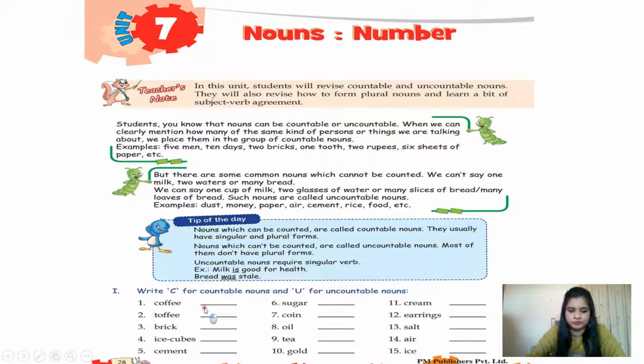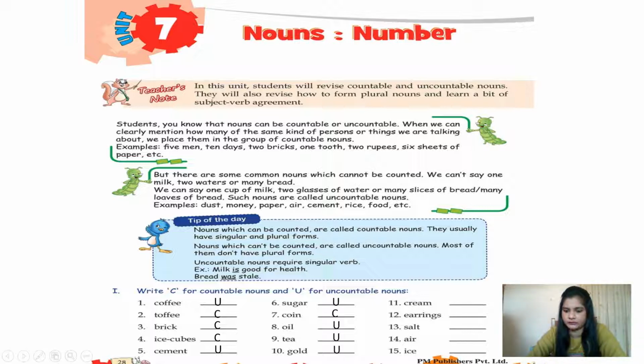Coffee, it is uncountable because we cannot count. Toffee, we can count toffees. So it is countable. Brick, we can count, children, the number of bricks. So it is countable. We can count ice cubes also. It is countable. Cement, children, can you count cement? No, we can count sacks of cement. Okay, but we cannot count cement. So it is uncountable. Sugar, no, we cannot count, so uncountable. Coin, we can count, so countable. Oil, tea, gold, we cannot count these things, children, so they are uncountable.